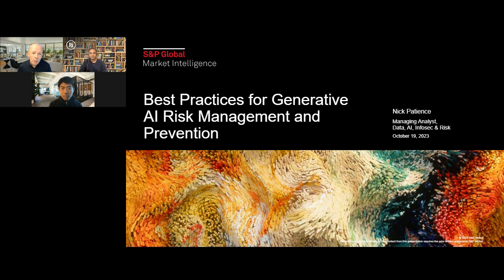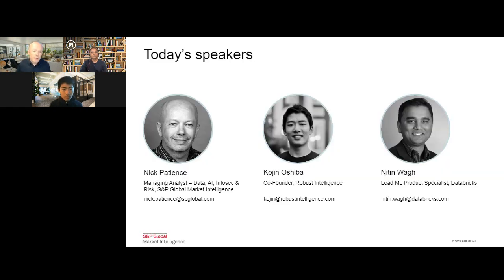And so the flow of today is I'm going to walk you through some of my scene setting slides and thoughts about what's going on with generative AI and risk management. And then I'm going to turn it over to the folks from Robust Intelligence and Databricks for a brief presentation, and then we're going to get into the meat of it, which is going to be a discussion between the three of us. So it's going to be myself, and then Koji Noshiba from Robust Intelligence, and then Nitin Wagh from Databricks.